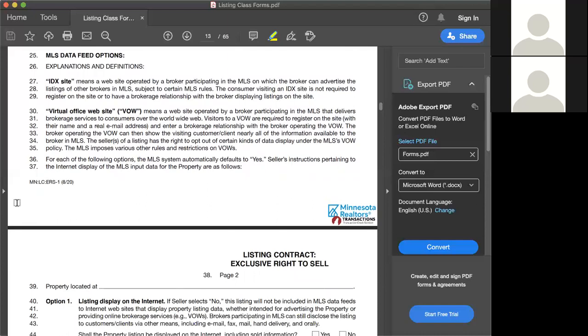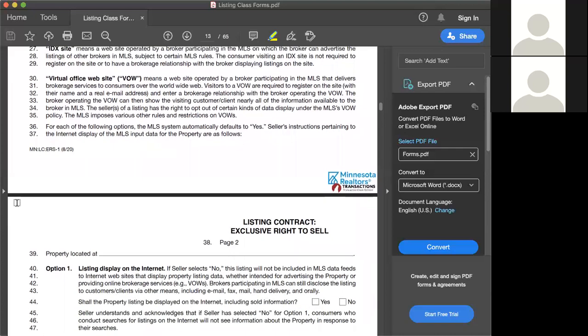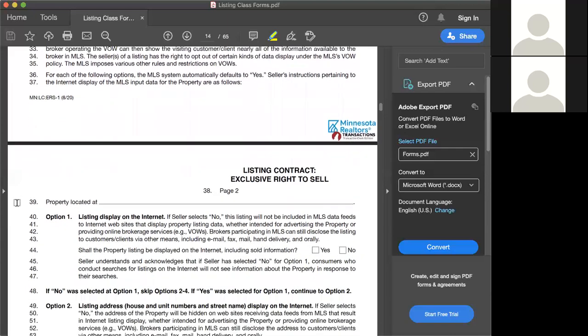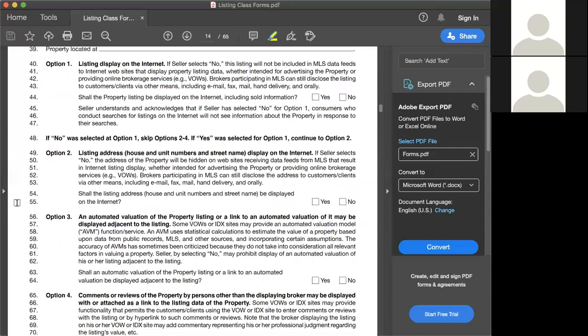So this next section of the listing contract allows the seller to have options in regards to how that data is pulled to those websites, okay? So option 1 that you give them is, do you want your home to be pulled to these sites? Number 1, are you okay with your listing being on the internet? And so they can say yes or no. And obviously, if they say no, their home will not be on the internet, okay? You may share information about the listing by other means, email, fax, delivery, and so on, but you can't have it on the internet, okay?